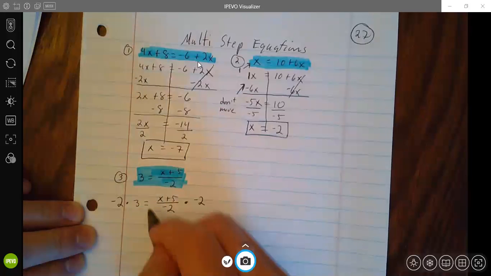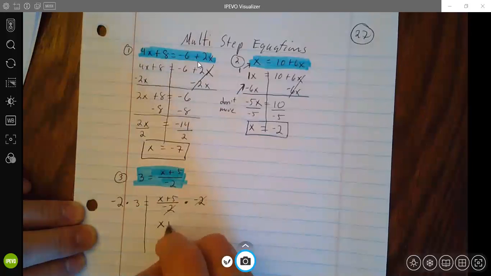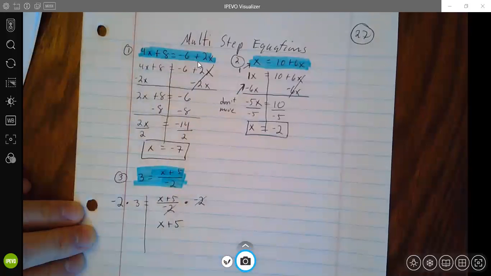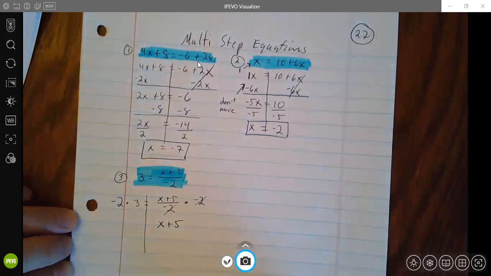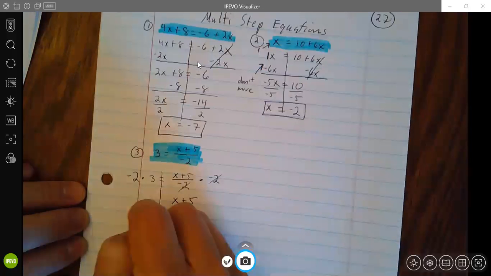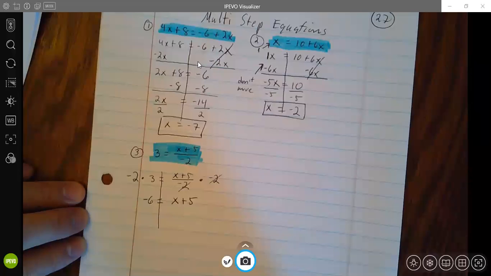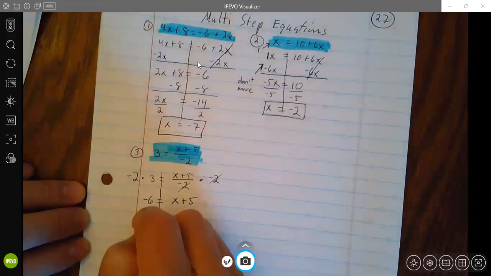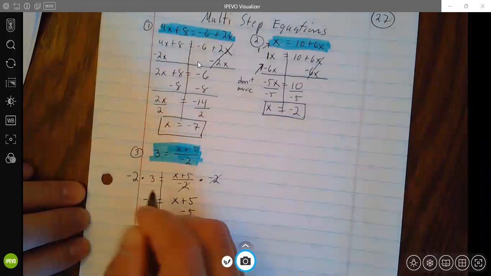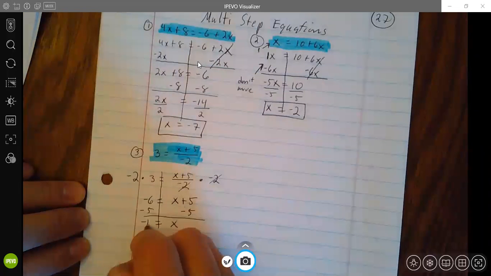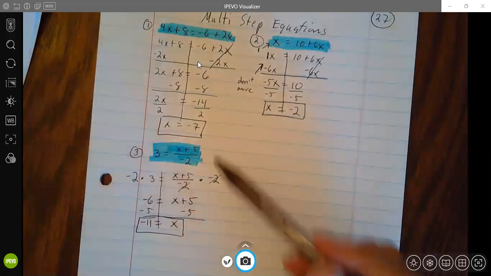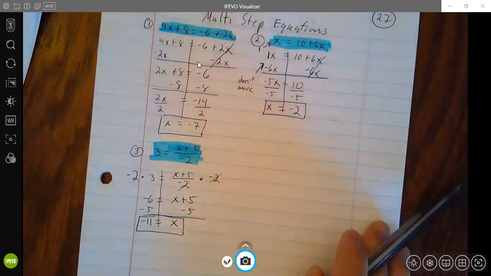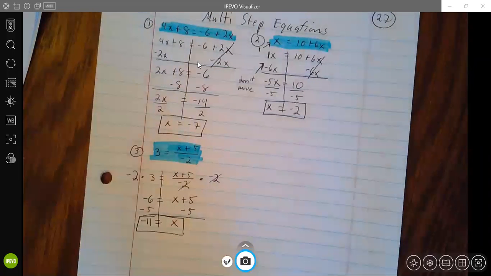Okay, so there's my equal sign. I'm going to multiply that denominator. So I just have an x plus 5 left over. Okay, negative 2 times 3 for the left side. This is a negative 6. X plus 5. Okay, one-step equation. I just have to subtract the 5. Okay, so I have x equals negative 6 minus 5 is negative 11. Okay, so if it looks like this, where the entire side's a fraction, you're going to multiply the denominator first.